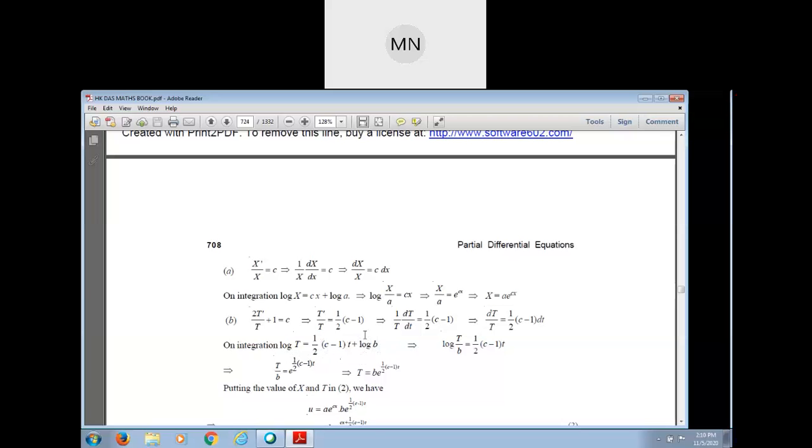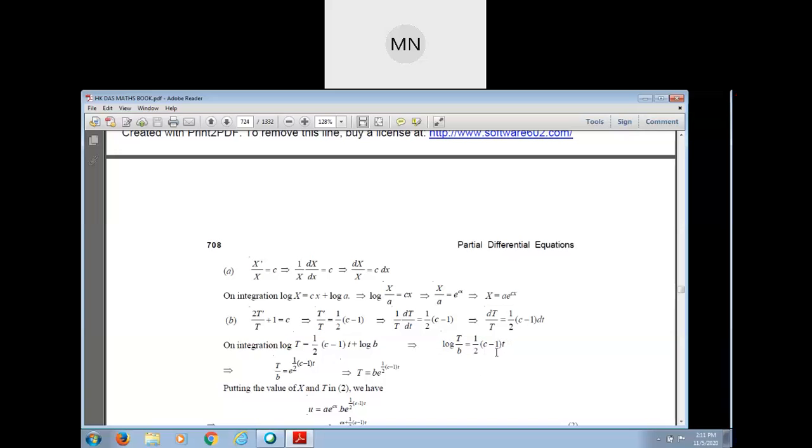Don't confuse with this term. This is the constant. Next, finally we get log of t by b equals half of c minus 1 into t. Then we can get the value of this one. Log of t by b equals this. Then ultimately, t by b equals e to the power half of c minus 1 into t.